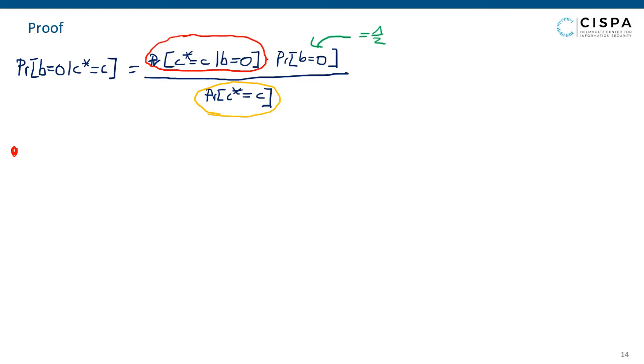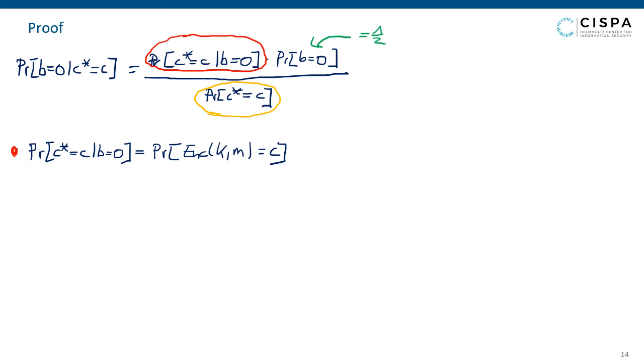How do we do this? Well, if the bit B is 0, then the challenger will always encrypt the message M. So in this case, the challenge ciphertext C star is an encryption of M. So it holds that the probability C star equals C conditioned on B equals 0 is the same as the probability that an encryption under key K of the message M gives us the ciphertext C. Okay, so we computed this part.